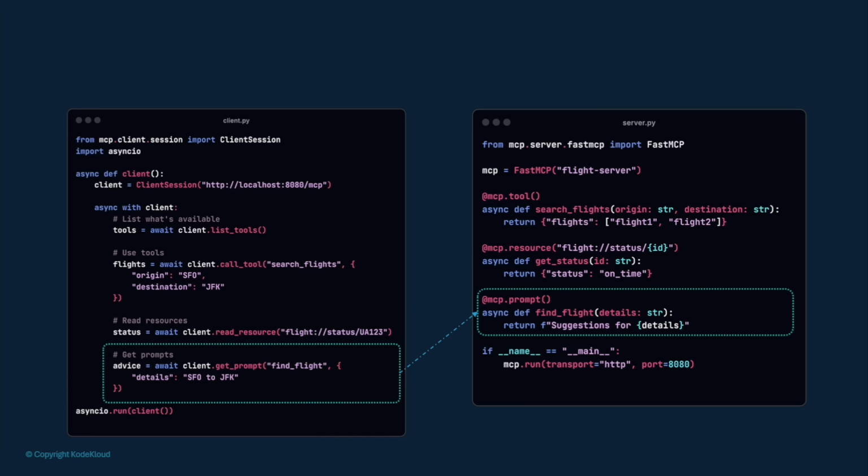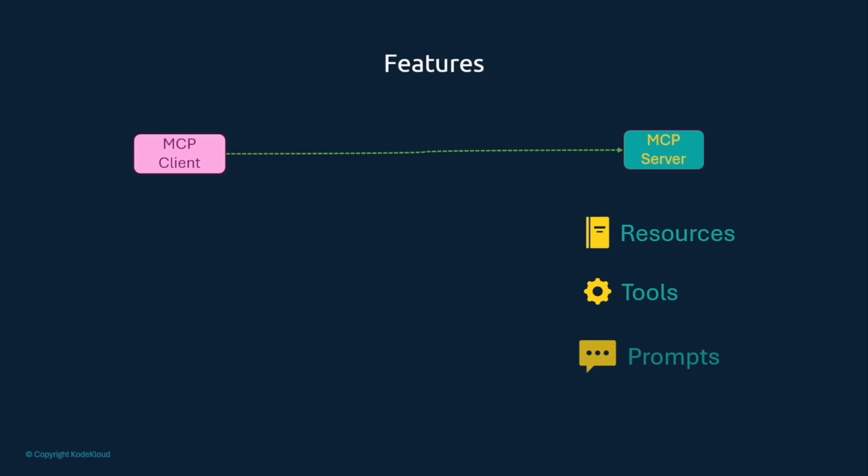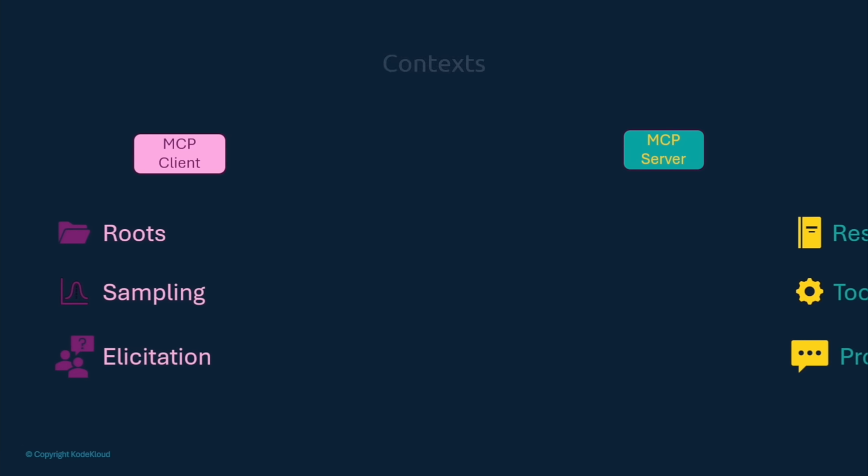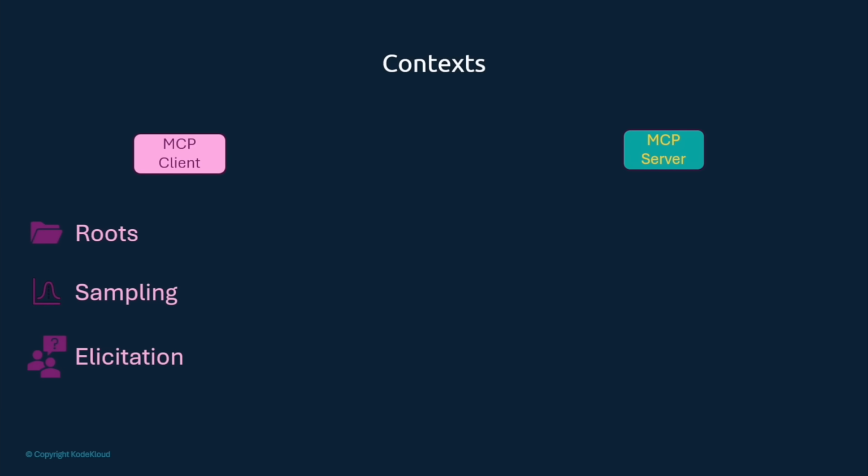Now let's understand a little bit more detail about the client. We had learned that on the server side, we have features like resources, tools, and prompts. Similarly, on the client side, we have a few features as well, such as roots, sampling, and elicitation. It's important to understand what these are before we proceed. But before that, we're going to look at something more important, and that's called the context.